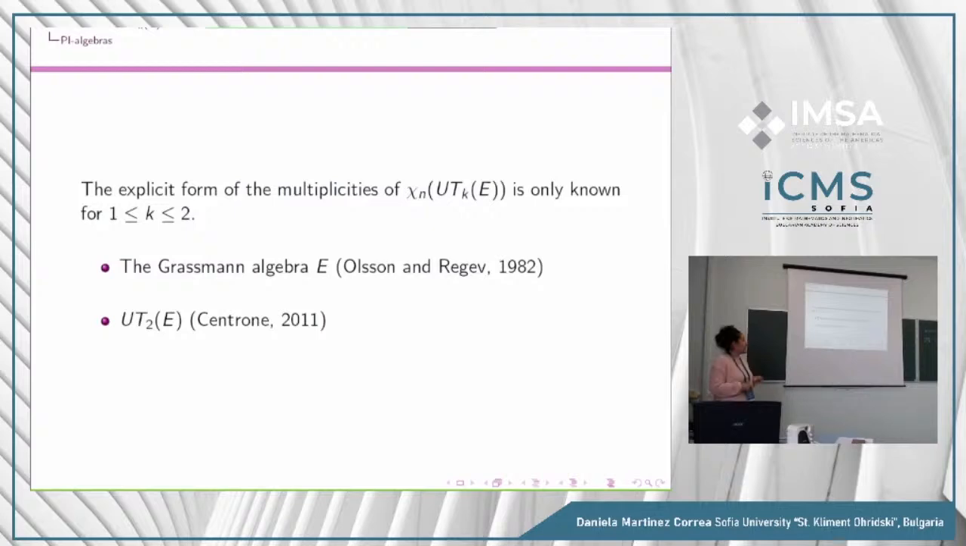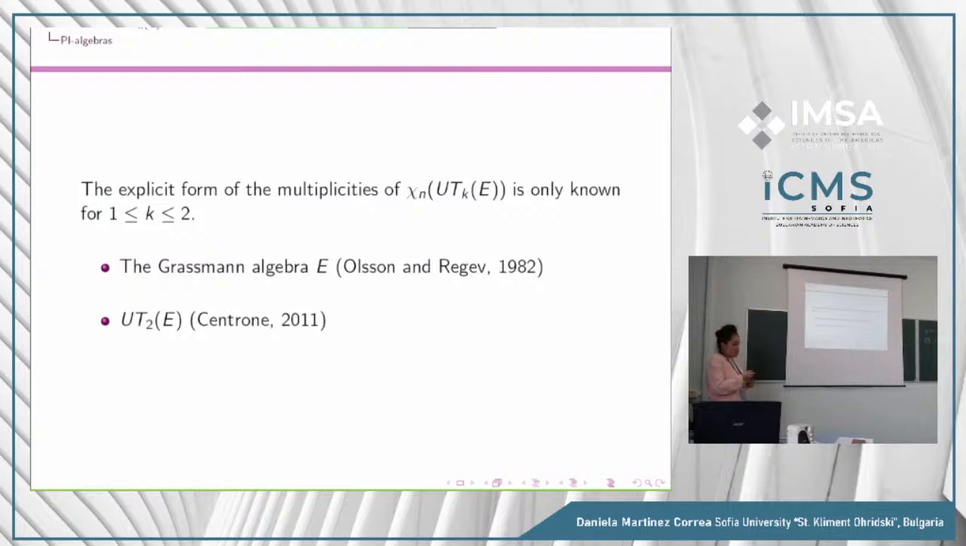The first case was done by also an RHF in this year. And the second case was done by Centrone. Okay, but we don't know anything about the explicit form of the multiplicities m lambda when n is greater than 2. So we want to find a method for any n, okay? We did that, and we found two different ways. Okay, so let me talk about the first method.